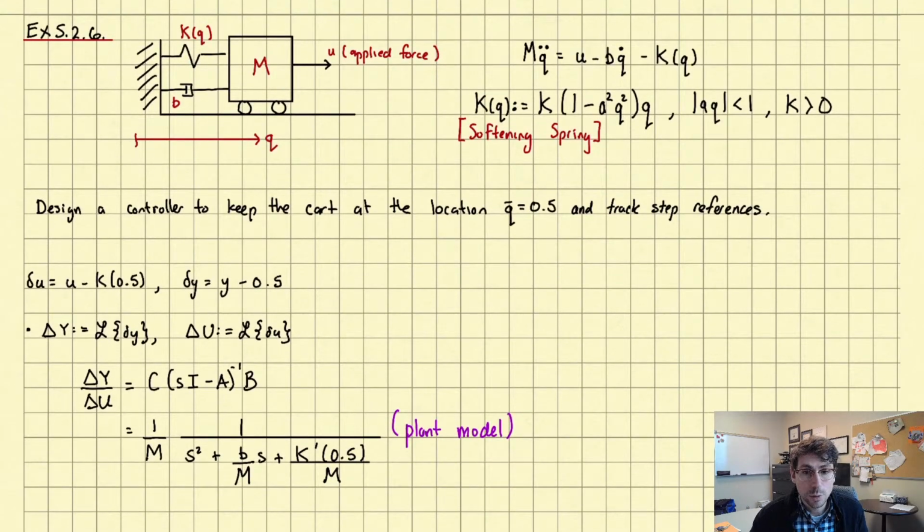Okay, so we were looking at this mass spring damper system where we had this softening spring. So the force exerted by the spring gets weaker the more you stretch it out. Okay, it's a nonlinear force. But here's the expression for the nonlinear force.